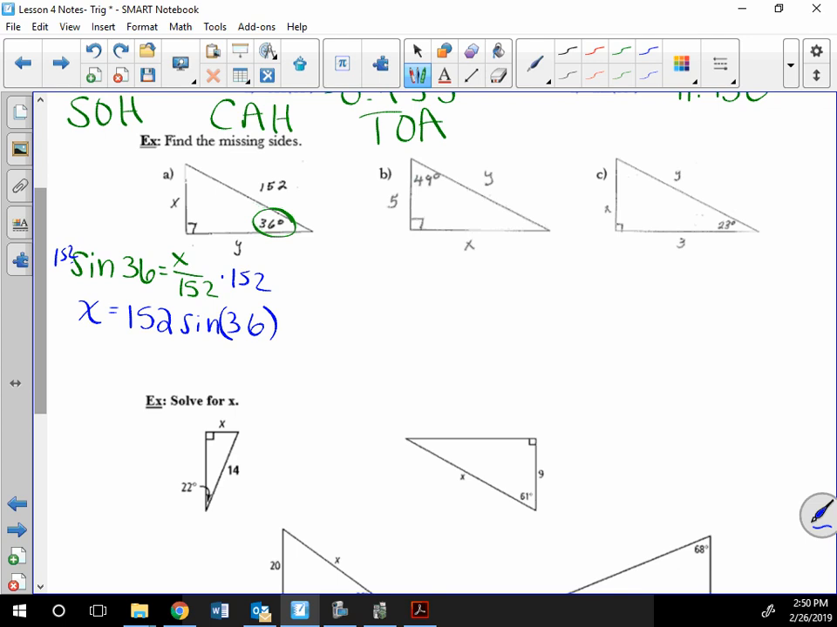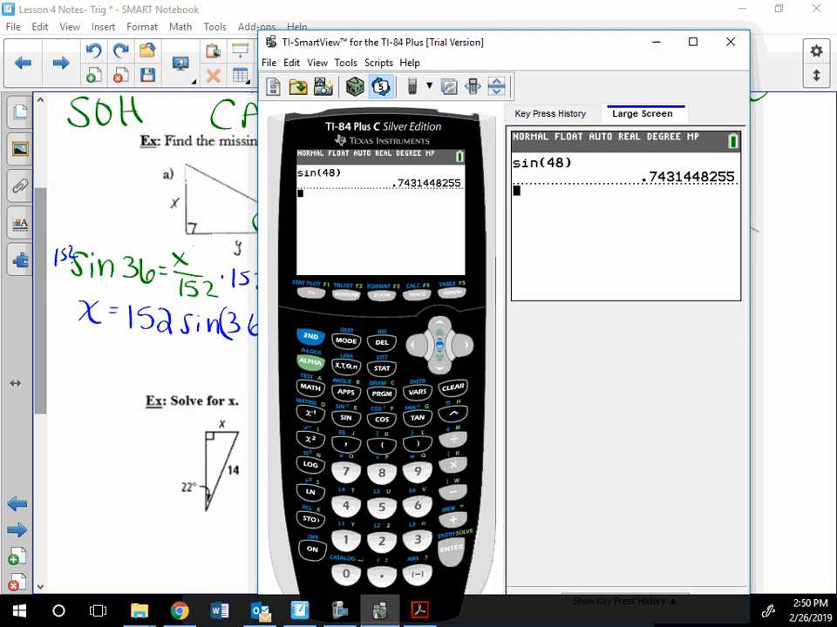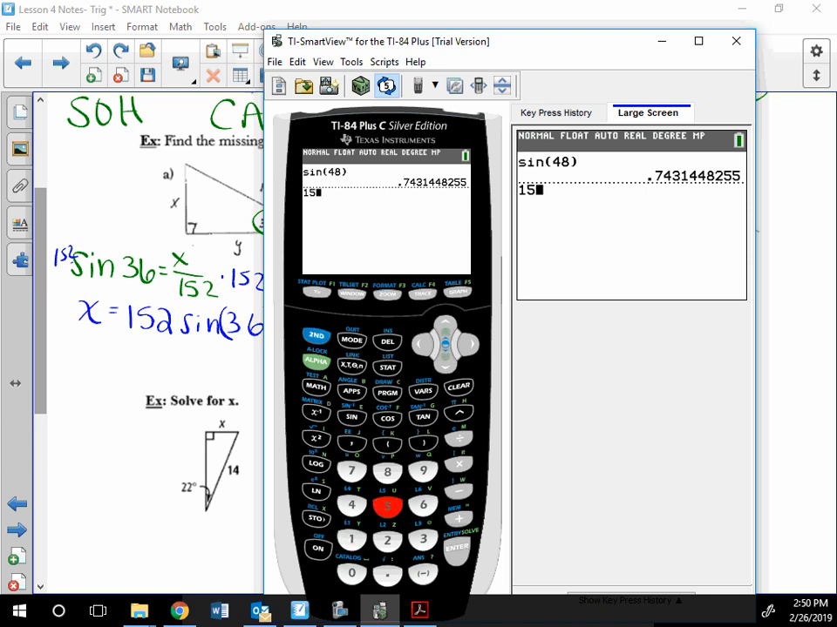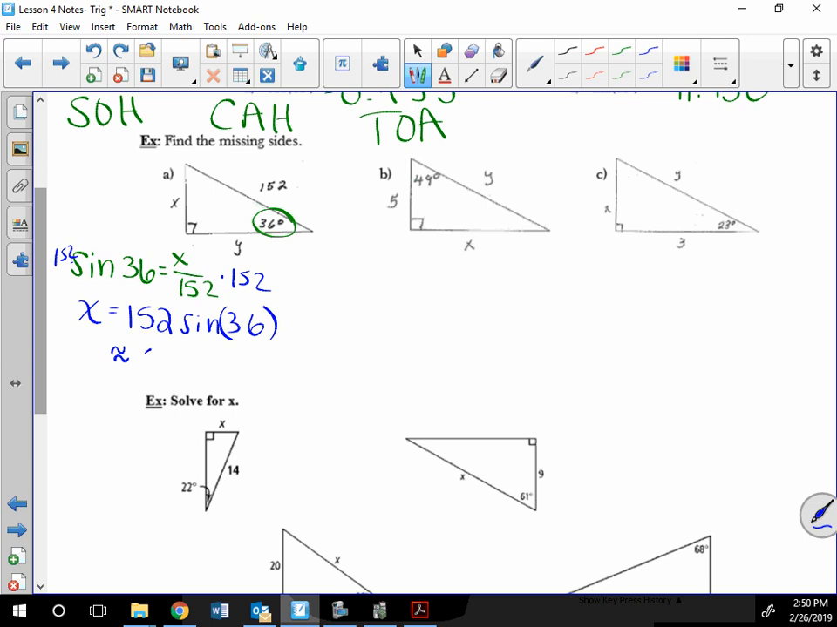So go ahead and you're literally going to type on your calculator 152 sine 36. So I'm going to type 152. You can write the multiplication, it's not necessary. Sine of 36. Did you guys get 89.343? Awesome. So I have then that x is approximately 89.343. It is proper to write the approximately because it's not exactly that since we rounded the decimal. I would highly recommend that you write the approximately.